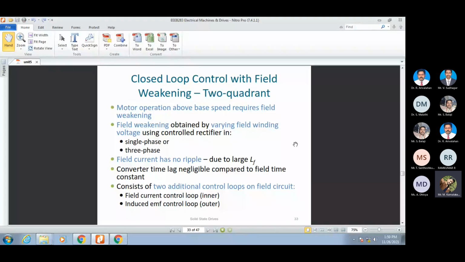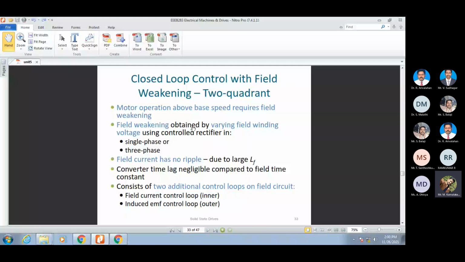For above base speed operations, we go for the field control method. The field weakening can be done with the help of the same converter. The magnitude of the field current going into the field winding is varied with the help of a controlled rectifier, because an uncontrolled rectifier will not serve the purpose. So it should be a controlled rectifier, for which the power semiconducting devices should be SCRs.